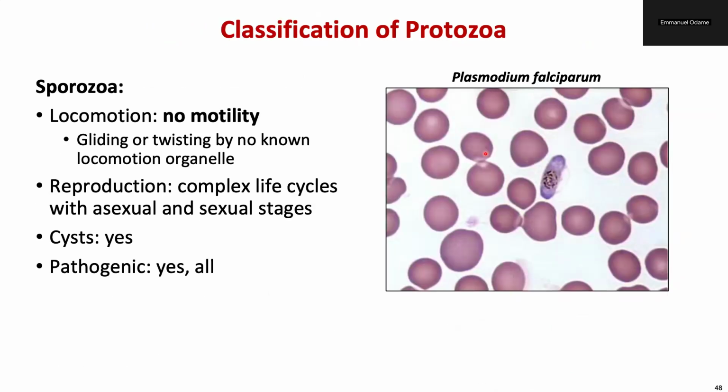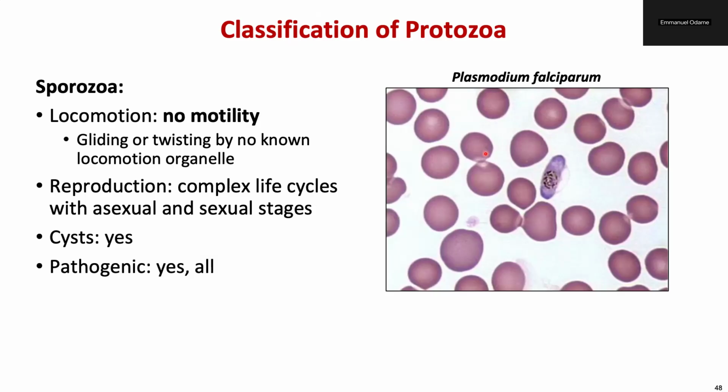So, under the classification of these, we have the sporozoa. Basically, it doesn't move at all. So you realize that what we've discussed so far, they are moving, they are having flagella, they are having cilia, they are moving up and down, they are doing all kinds of stuff. But now we have the last group, which basically doesn't move at all. It doesn't have any way for it to move.